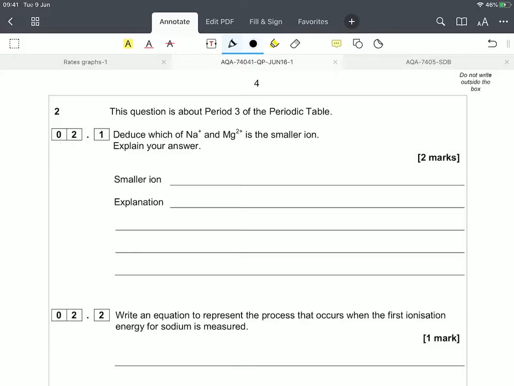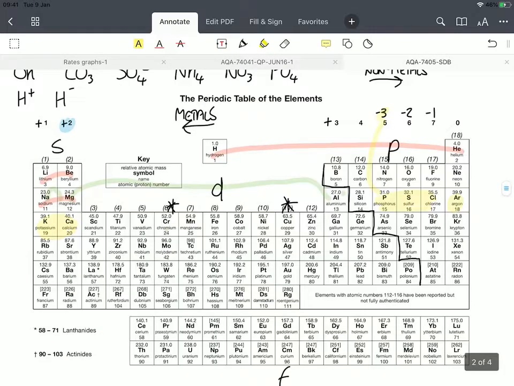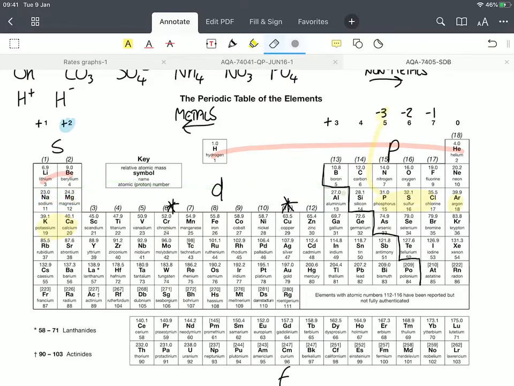Okay? Because it's not asking us about just a simple trend, it's asking us to deduce something. That's the verb of choice. Okay? So, yet again, I'm going to say elsewhere, let's just work this out. Na plus, Mg2 plus. They're both next to each other, right? Back to this kind of messy periodic table. Alright, they're next to each other here.